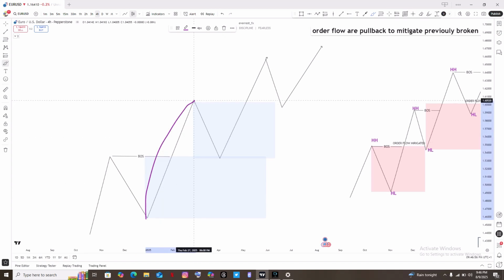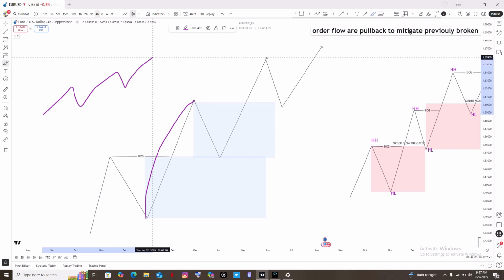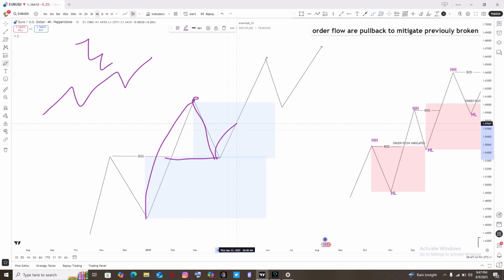In order for the market to balance price, remember that the market moves in waves like this. Same thing for the downtrend. It moves in waves like this. So in order for this market to balance price, the market has to come down to mitigate the previous order flow and then make another break of structure. That is just what an order flow is.